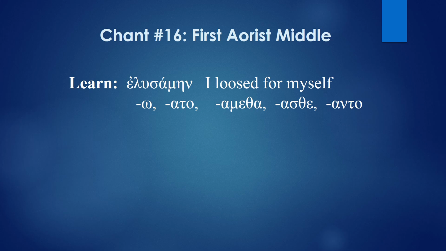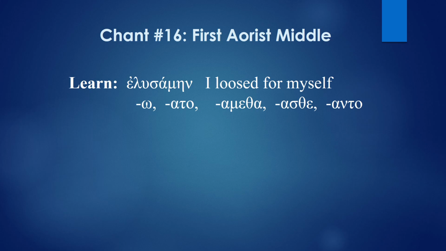Amatha is used for the first person plural, we loosed for ourselves. Astha is used for the second person plural, you or you all loosed for yourselves. And anto is used for the third person plural, they loosed for themselves.